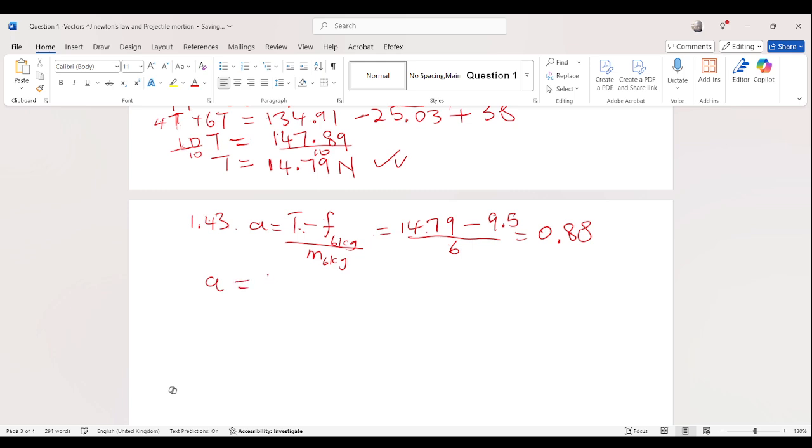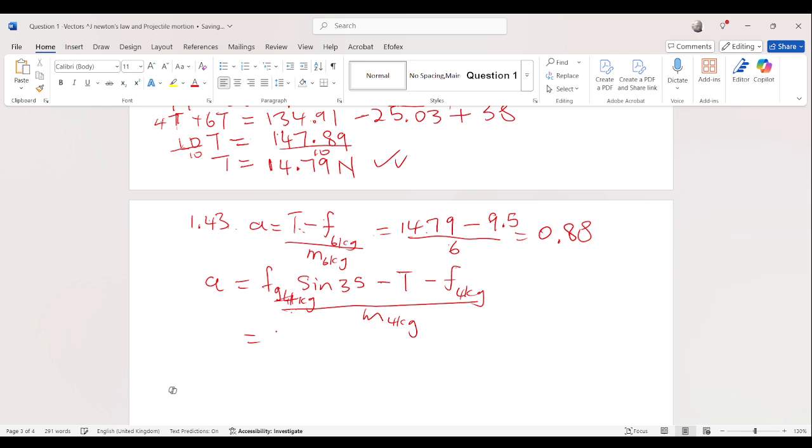Or you can use the other equation, because we had two equations. The other one was Fg of 4 kg times sine 35 minus T minus friction of 4 kg, and it was all over the mass of 4 kg.